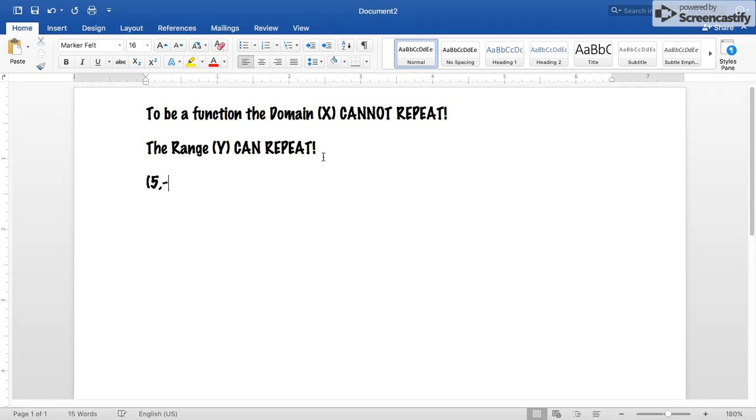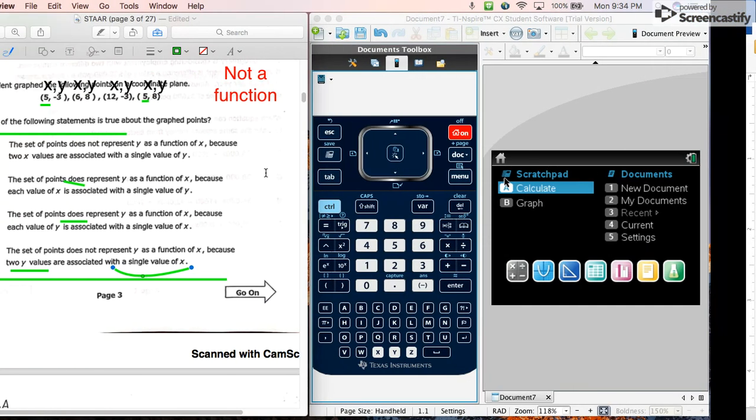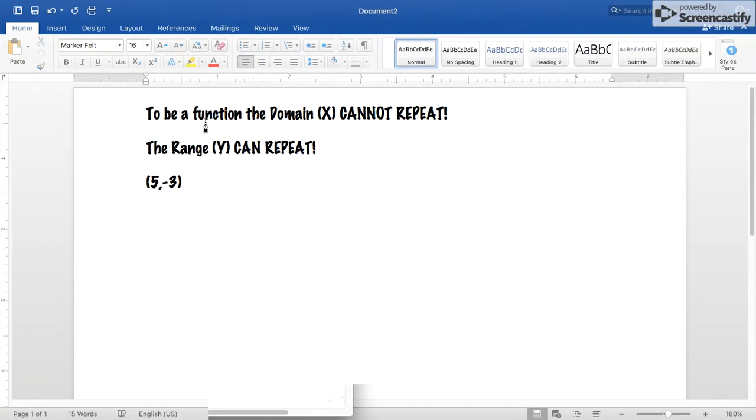If I have two y values associated with a single value of x, it looks like this: 5, comma, negative 3, and then I have 5, comma, 8. Now guys, look at this. I have an x and an x. It's the same x value, but I have two y values associated with that. In a mapping, if you remember a mapping, the way I would write this would be a 5 with an arrow pointing to a negative 3 and a 5 with an arrow pointing to an 8. So this would not be a function. This is why this is not a function.